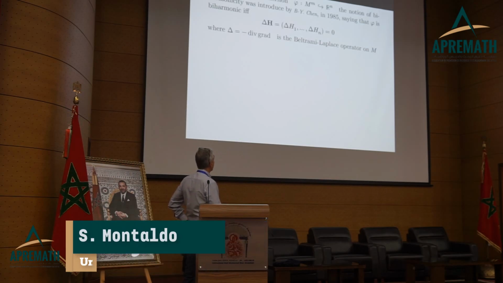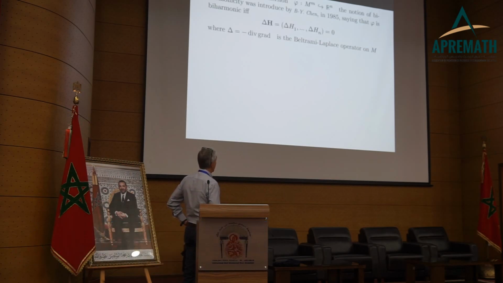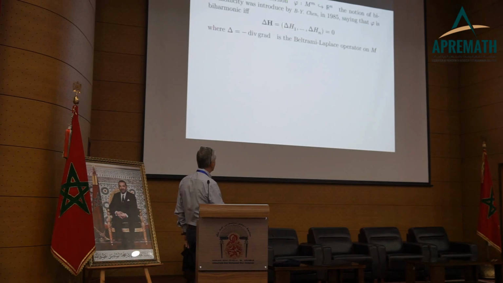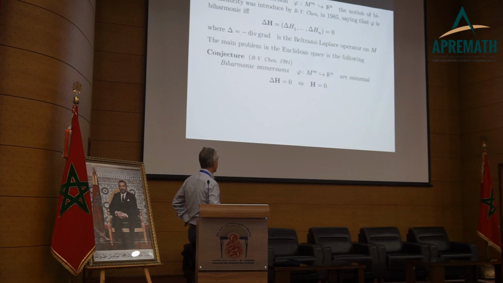a few years before with the work of Bang-Yen Chen, where he just said this. Suppose you have an isometric immersion of a manifold in Rn, then you can compute the mean curvature vector, and you can see the mean curvature vector as a map from M to Rn. And then you can compute the Beltrami-Laplace operator of all the component functions of the mean curvature vector, and you say that your immersion is biharmonic if delta H is 0.